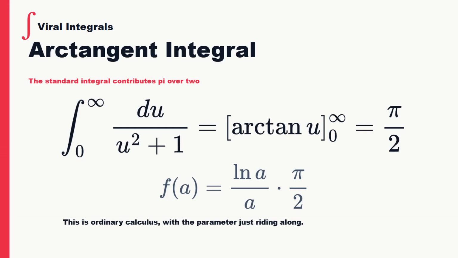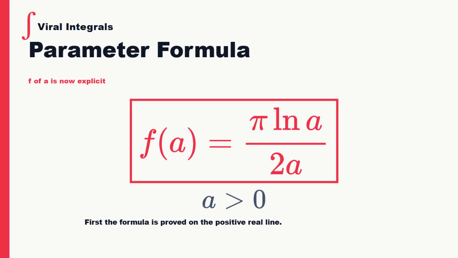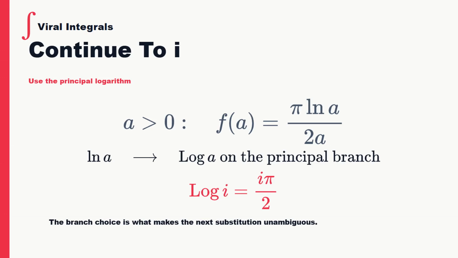And evaluating the first integral, all we need to do is take the standard integral from 0 to infinity of 1 over u squared plus 1, which we all know is pi over 2, and multiply it by the outside constant, natural log a over a. And putting all those pieces together gives us a clean formula for f of a. And this is good for a greater than 0. We are going to be extending this in the next step, though.